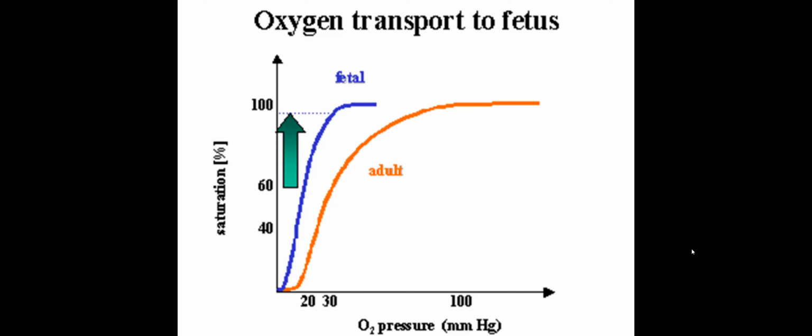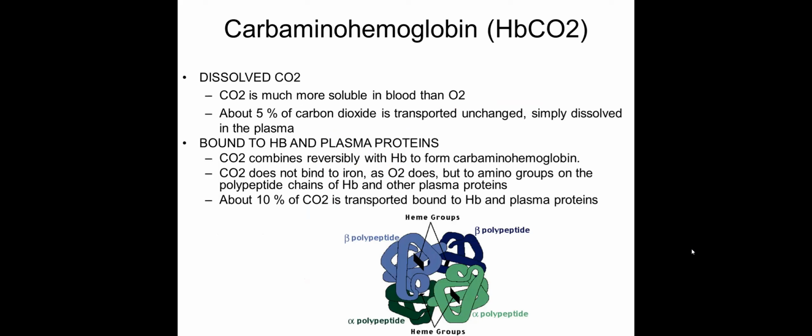Then we move on to carbaminohemoglobin. This is carbon dioxide bound to hemoglobin. First, dissolved carbon dioxide, as we saw, is much more soluble in blood than oxygen, but only about 5% of carbon dioxide is transported unchanged, simply dissolved in the plasma. A lot of it is bound to hemoglobin and other plasma proteins. So carbon dioxide combines reversibly with hemoglobin to form carbaminohemoglobin.